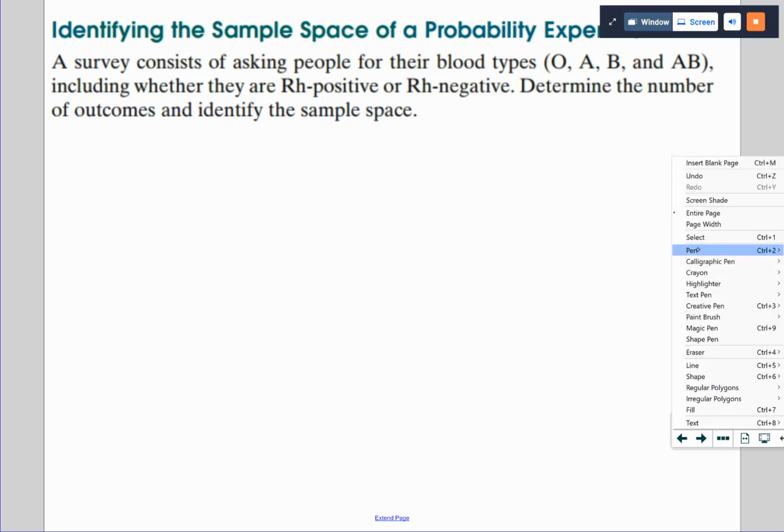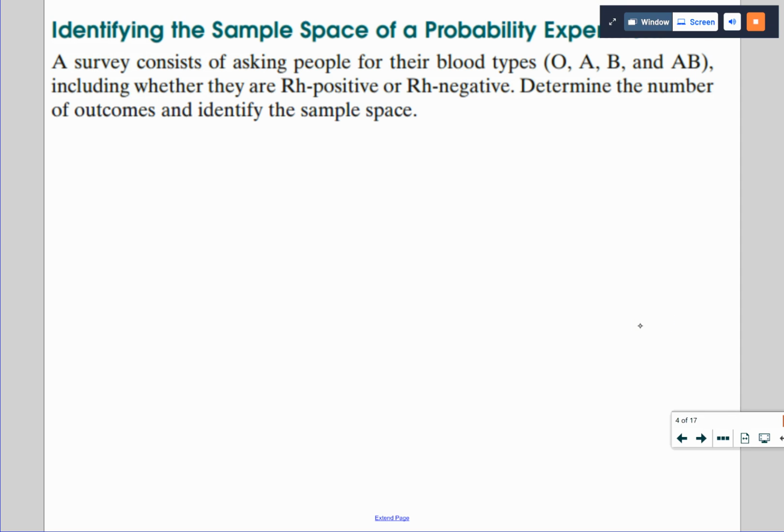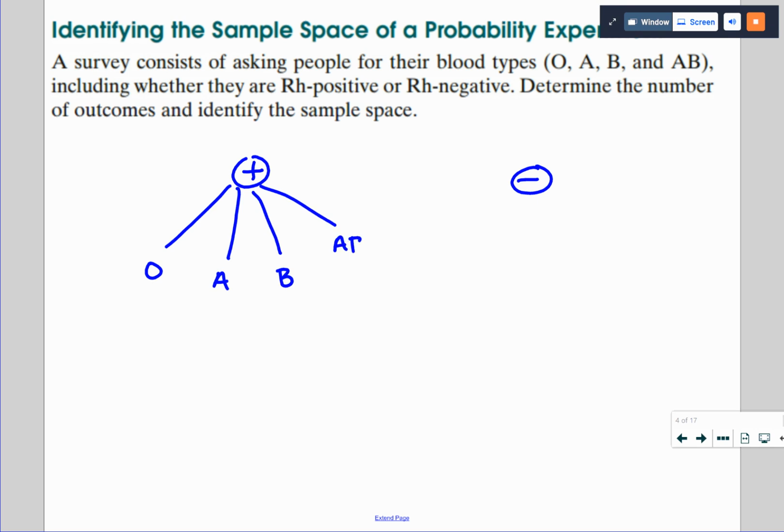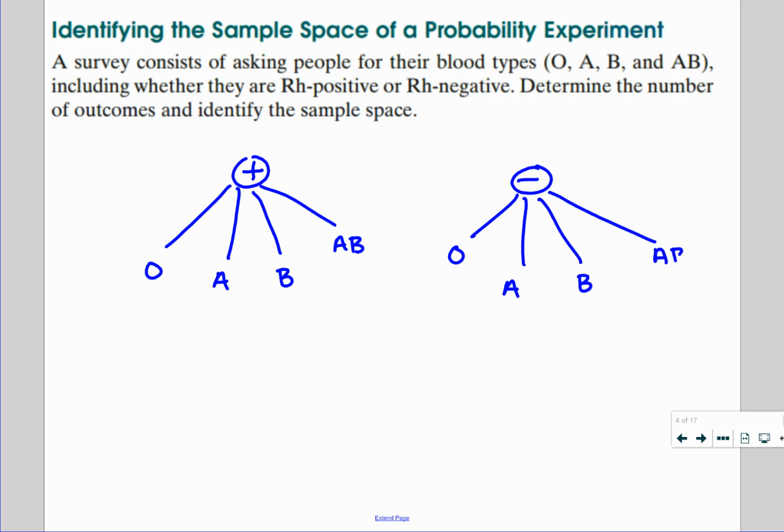I'm going to do this with a tree diagram. We're not going to make very many tree diagrams because they're kind of tedious, but it's a good way to just kind of organize the information we have. So I'm going to start first with what my Rh factor could be. So it could be positive or it could be negative. And then within each of those categories, I could have one of 4 blood types. So I could be O, A, B, or AB. O, A, B, or AB. Okay.